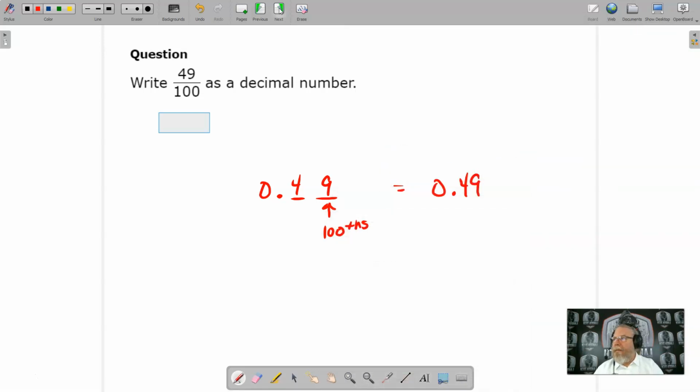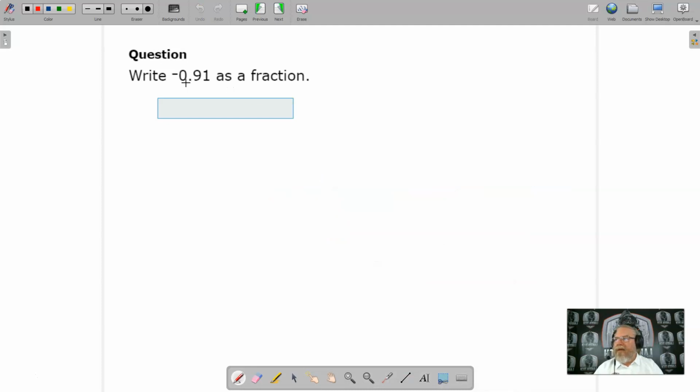Next question. Write negative 0.91 as a fraction. So it is negative. We're going to need a fraction bar, right? And the denominator, let's see what we have for a denominator here. Well, the 1 is in the 100th spot, right? The 100ths. So our denominator would be 100. And how many 100ths do we have? Well, we have 91 of them. So 91 over 100. Now this will not simplify.